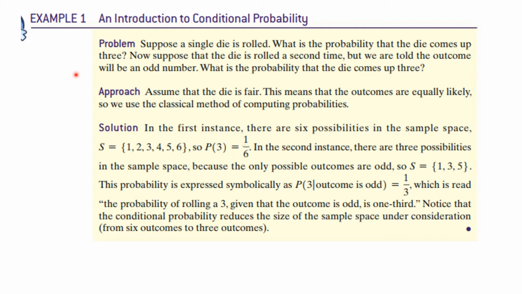Let's look at an example. Suppose that a single die is rolled. What is the probability that the die comes up 3? And now suppose you roll the die again, but this time we are told the outcome is an odd number. What's the probability that the die comes up 3? Well, in the first case, this was the sample space, so the probability you get 3 is 1 out of 6. But in the second, we knew it was odd, so this is the sample space. That means that the probability this time is 1 out of 3. Notice that the conditional probability reduces the size of the sample space under consideration.